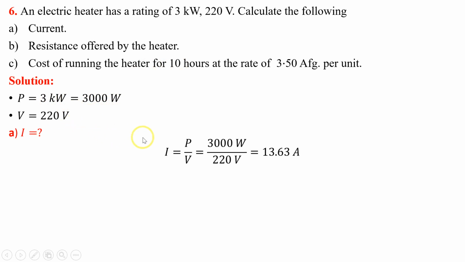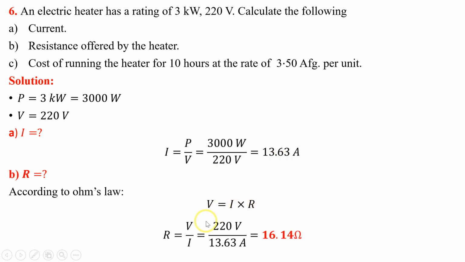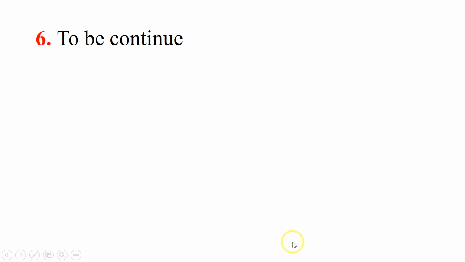We know that power is equal to the product of current and voltage. Arranging the equation, the current is equal to power over voltage. Dividing both the values, we get the current to be 13.63 ampere. And we need to find the resistance according to Ohm's law. V is equal to IR, so R is equal to V over I. Putting in the values and doing the proper calculation, we get the resistance to be 16.14 ohm.